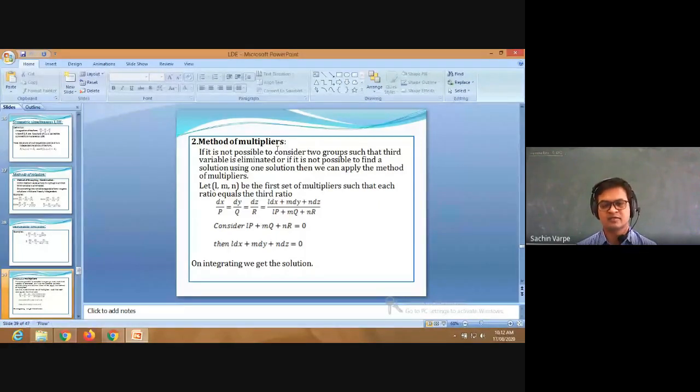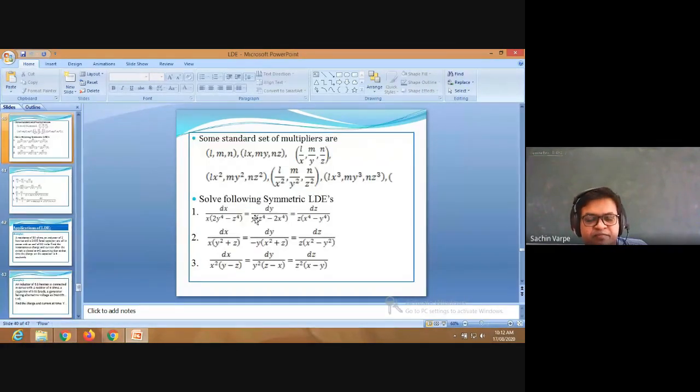I think we have discussed one example also. Let us discuss a few more examples on the method of multipliers. These are some standard sets of multipliers I have given: l, m, n, or lx, my, nz, or l by x, m by y, n by z, or lx squared, my squared, nz squared, and so on. There are infinitely many such multipliers, but those must be non-zero. If they are zero, then that is of no use again.